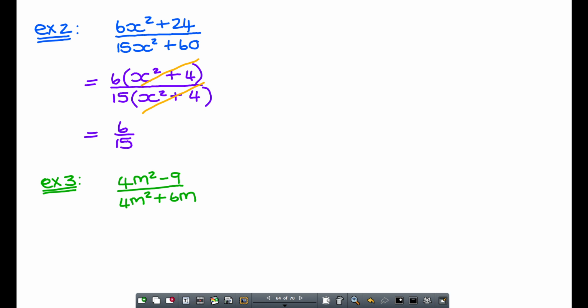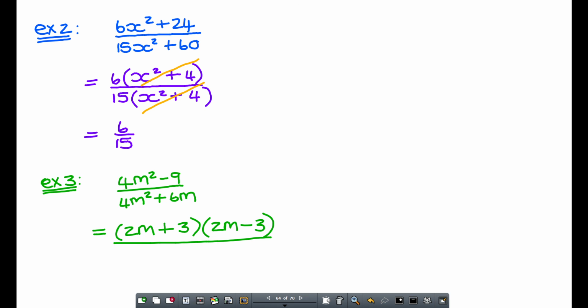Think carefully. Difference in two squares. Can I get the square root of each one of those? Yes. So at the top I'm going to have 2m plus 3. And at the bottom 2m minus 3. Do you guys see? We use difference in squares.